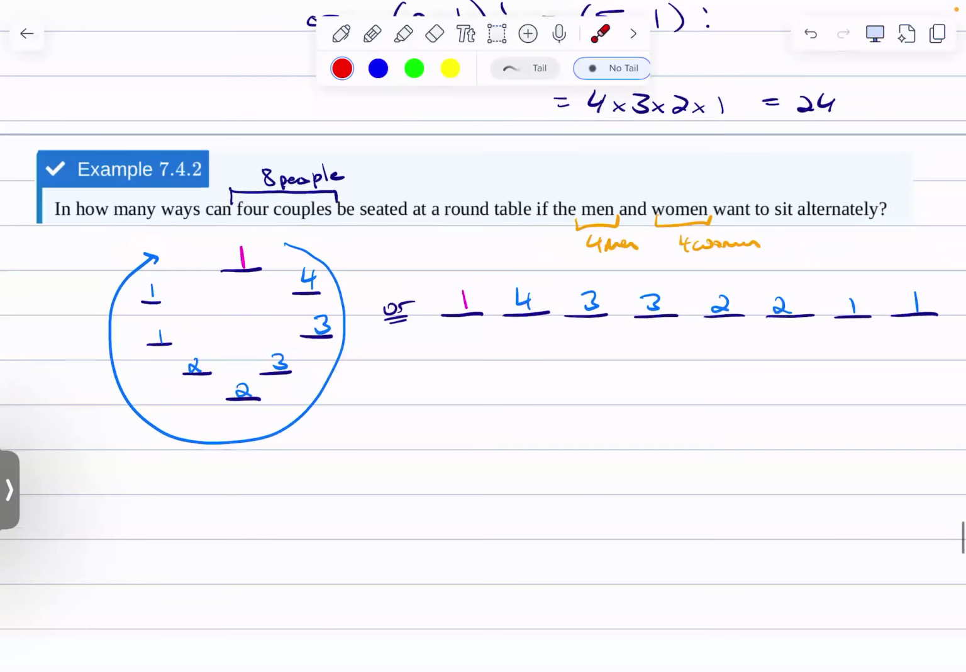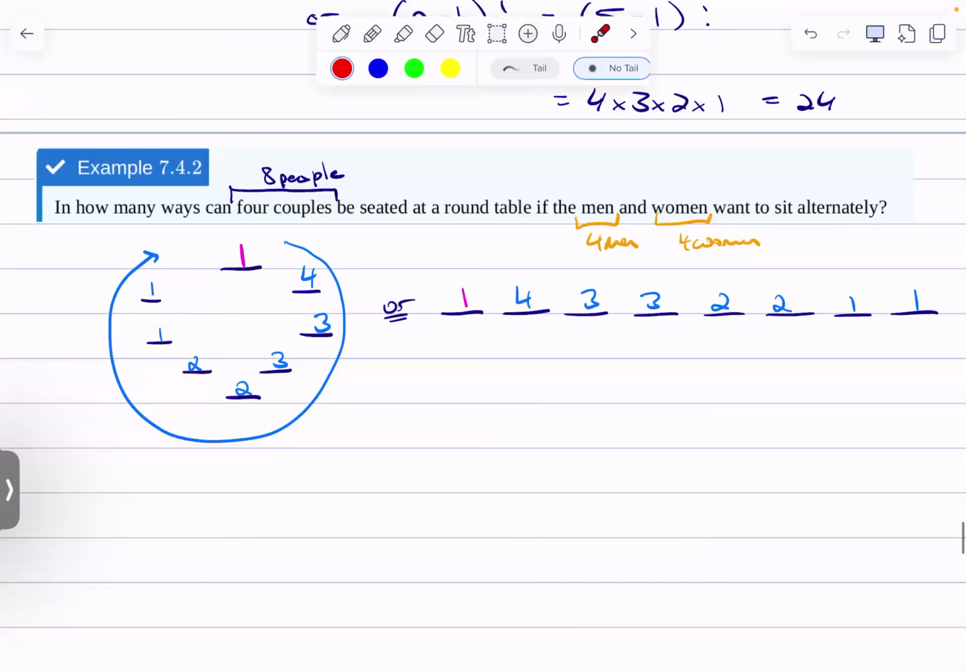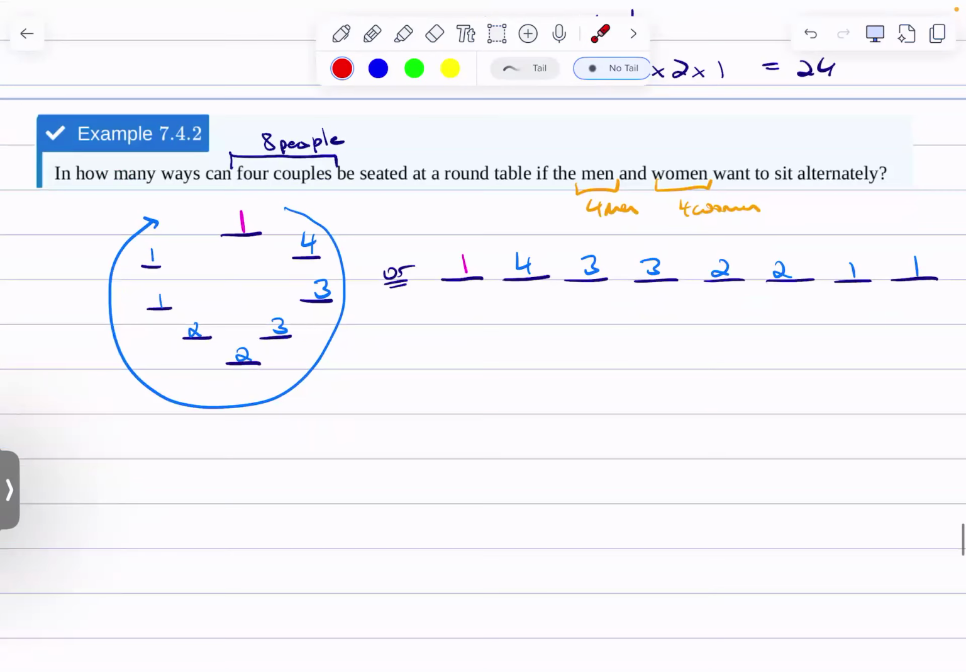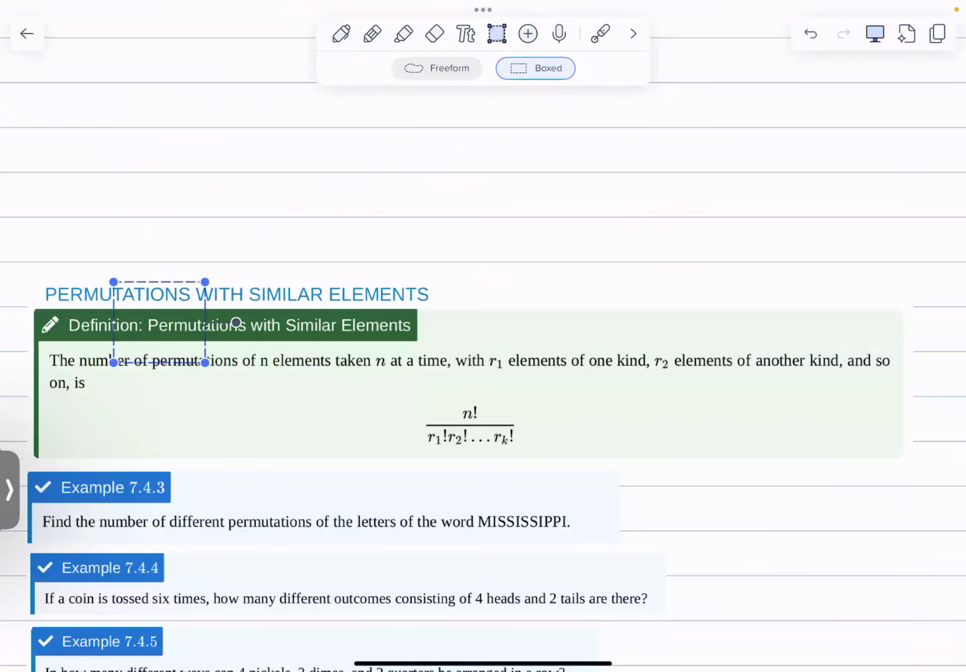Nice. Good. Would it tell us on the test if it was a circle? Yeah, it'll say something like at a round table. Or I tend to use the word circle just to emphasize that, hey, this is a circular problem. Because at a round table, you might just be reading fast and read table.